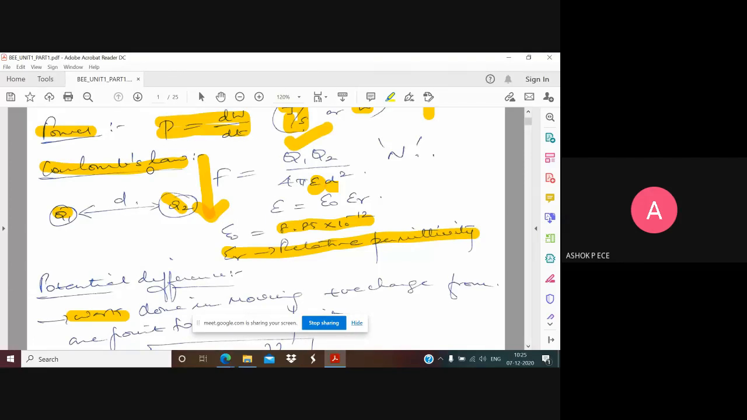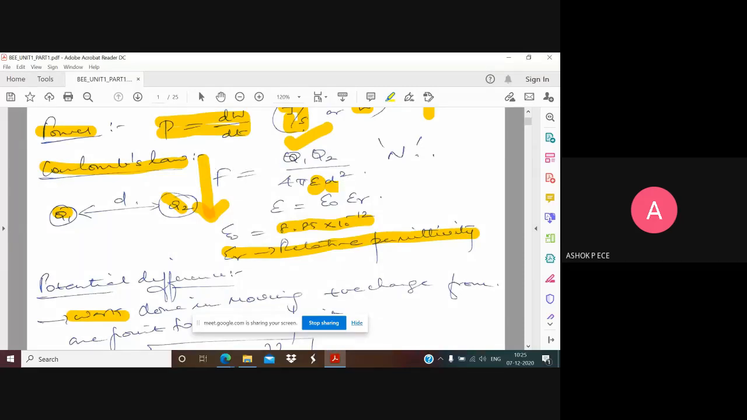Assume you have two charged particles Q1 and Q2 in space, separated by some small distance d. Coulomb's law states that if Q1 is positive and Q2 is negative, you will have a force of attraction. If both are positive or both are negative, you will have a force of repulsion. The force is given by F is equal to Q1 into Q2 by 4 pi epsilon into d square.